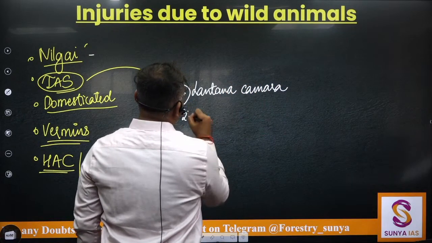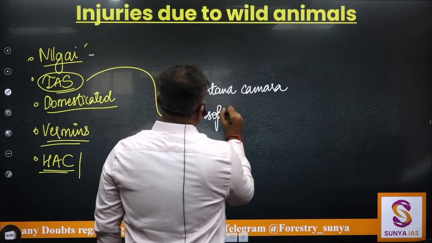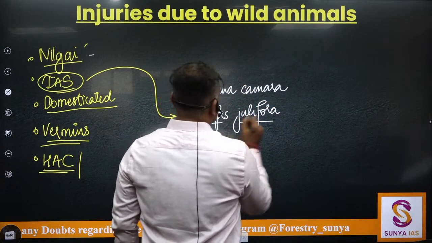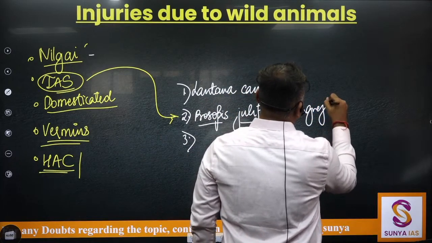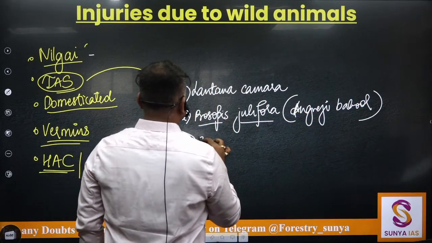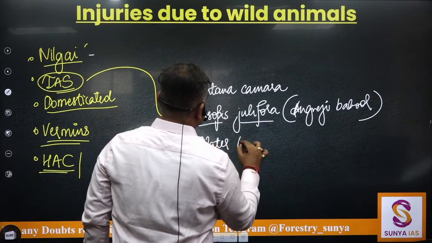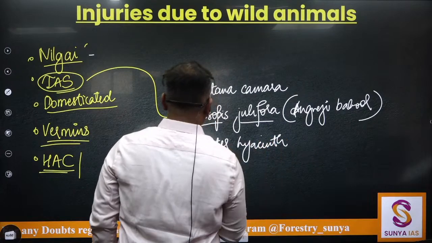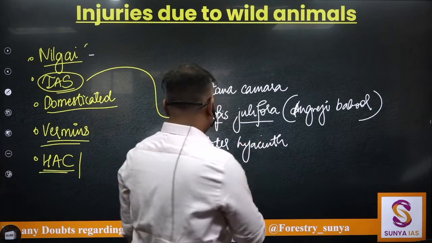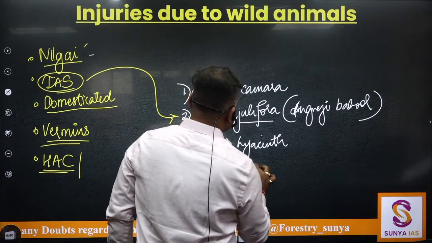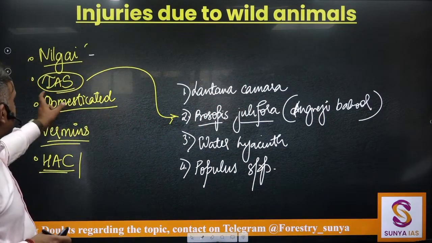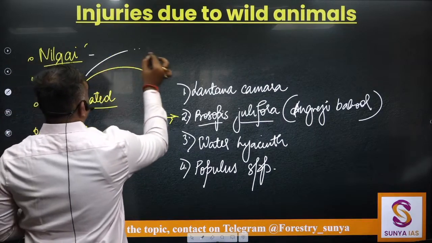For example, you can say Lantana camara, Prosopis juliflora is also there in your syllabus, which is also known as the Angrezi babool. For example, water hyacinth, right? The populous species. Let's say the Populus deltoides, which also we'll have a look at later on. The point is these invasive alien species are also leading to a problem, right?